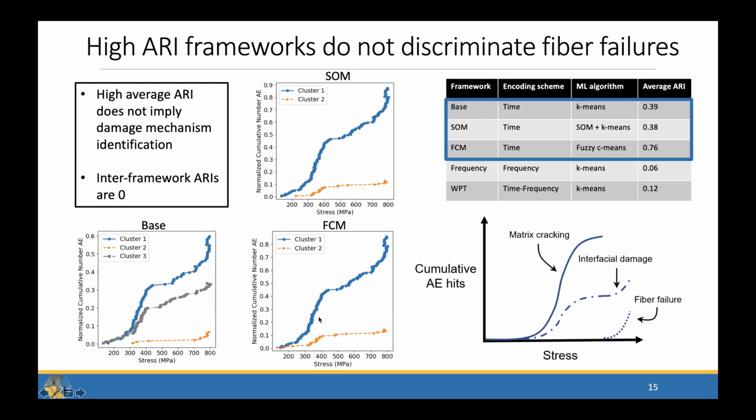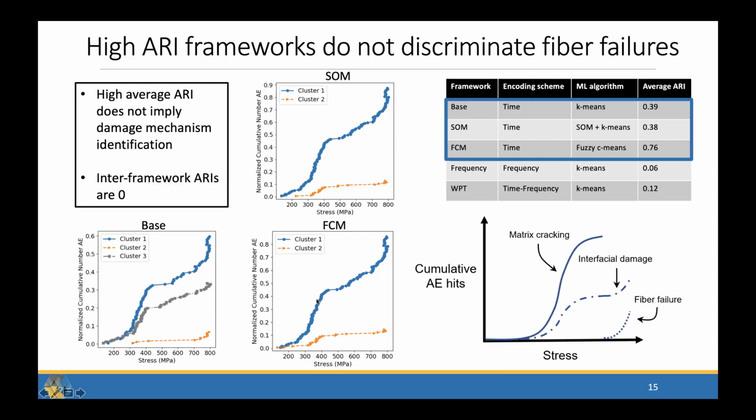even if they look similar. And this is a good example of how machine learning can be a little bit tricky. The SOM and the FCM framework to me look really similar, but when you compare them quantitatively in their clustering, they're giving completely different answers. And they're giving completely different answers that in no way match with early matrix cracking and late fiber failure.